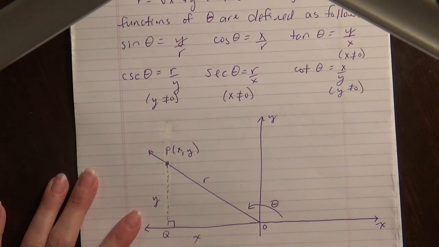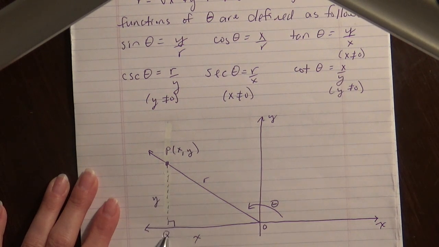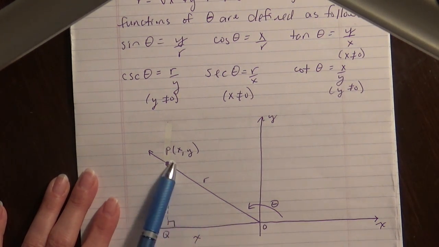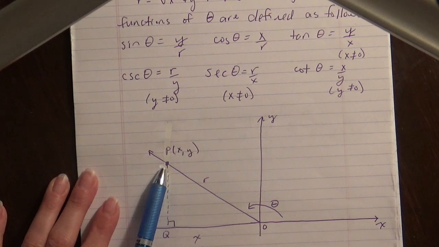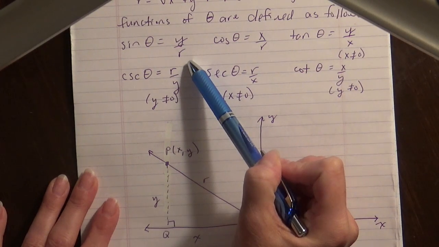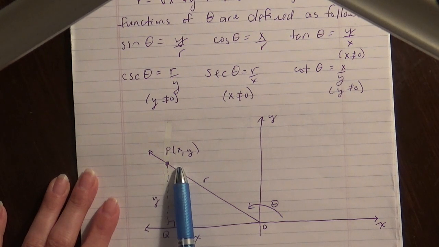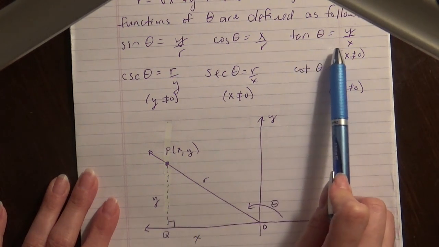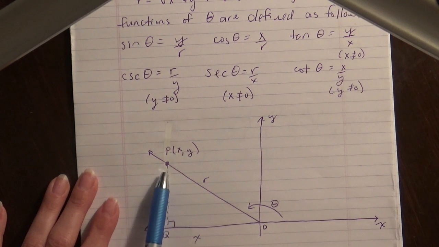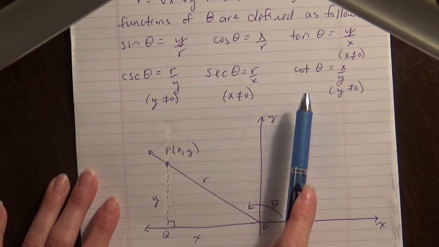So the definitions tell us that the sine of theta is going to be y divided by the radius. Whatever the y value is for this point that I have on the terminal side of my angle, that number divided by the radius is how sine is defined. Cosine is defined to be the x value of this point divided by the same radius. Tangent is going to be the y value divided by the x value. Then we have cosecant, secant, and cotangent.